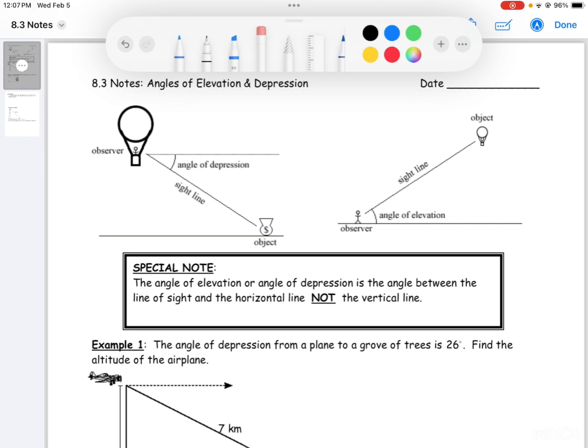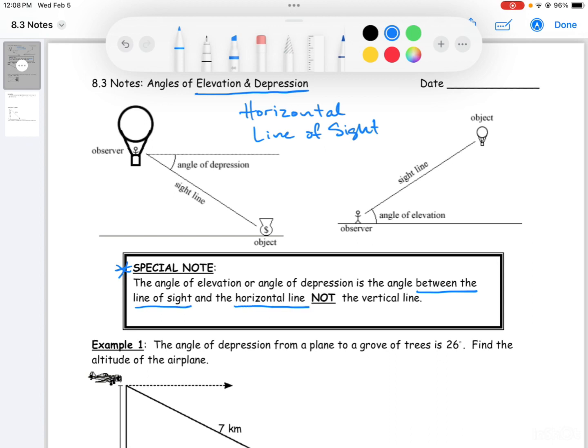So this is all still trig related, like all of Unit 8 has been, and it will still use sine, cosine, and tangent. But what we're specifically looking at when we're talking about an angle of elevation versus an angle of depression, it's all about a horizontal line and a line of sight. So if we look down here, there's a special note. It says the angle of elevation or depression is the angle between the line of sight and the horizontal line.